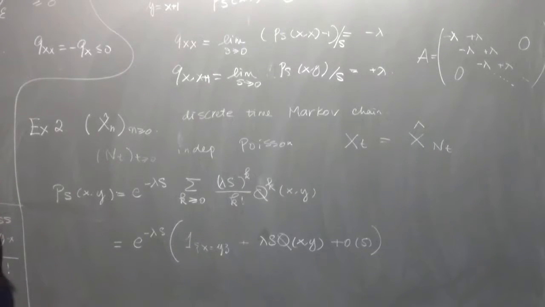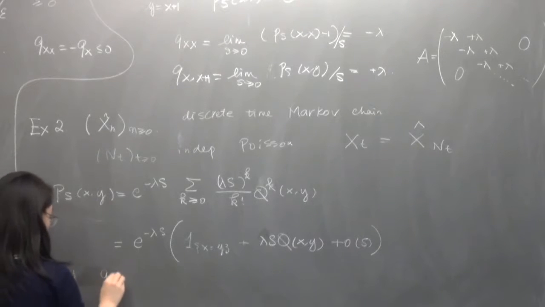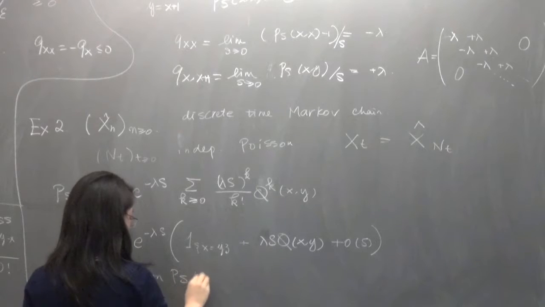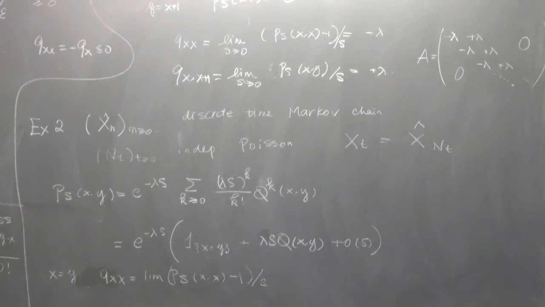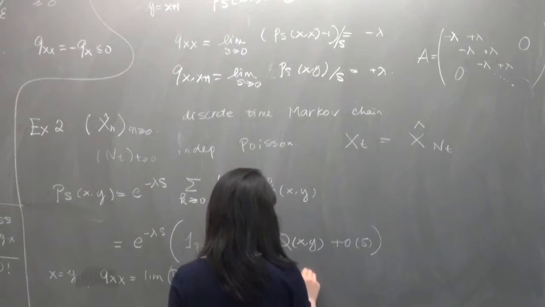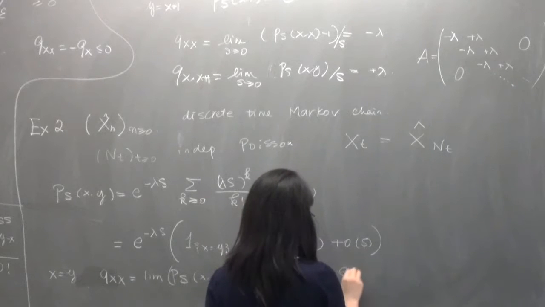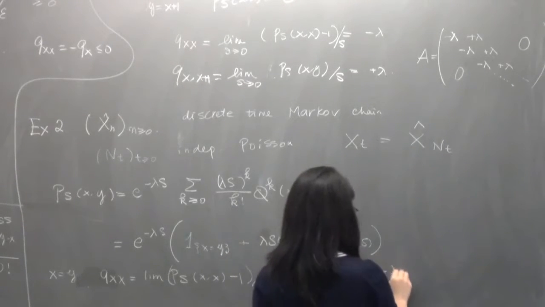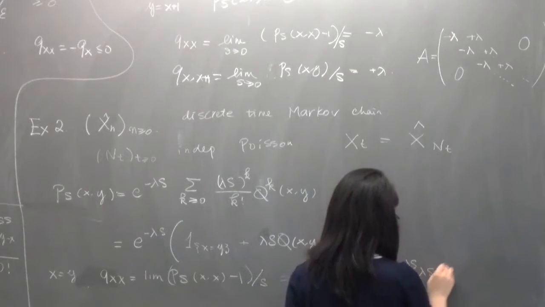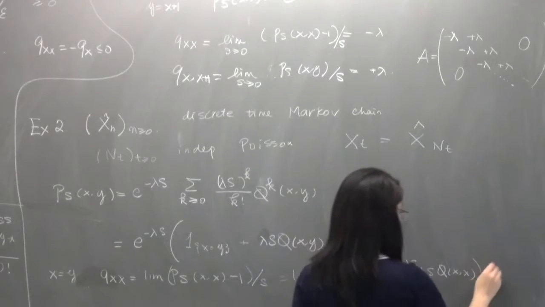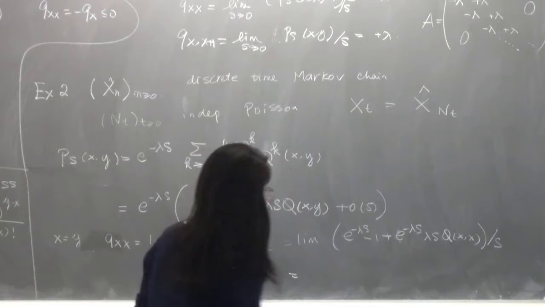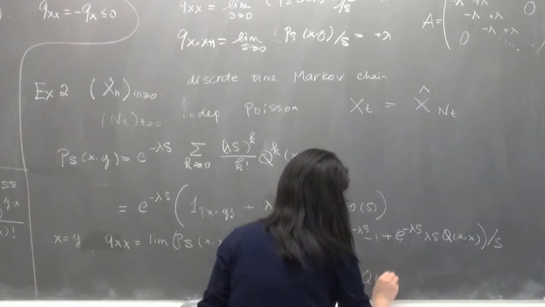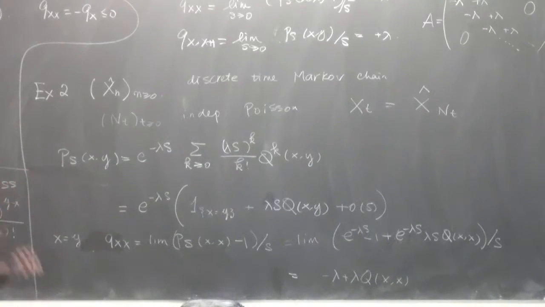Now we want to take the derivative. So when x equals y, for the diagonal term, it is P_s(x,x) minus 1 normalized by s. So we take the limit, and then we have minus lambda plus lambda q_xx. So this is the diagonal term.